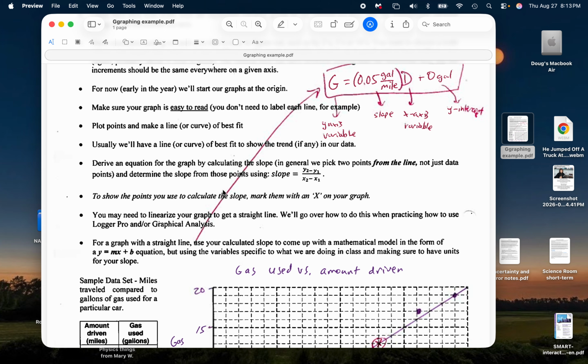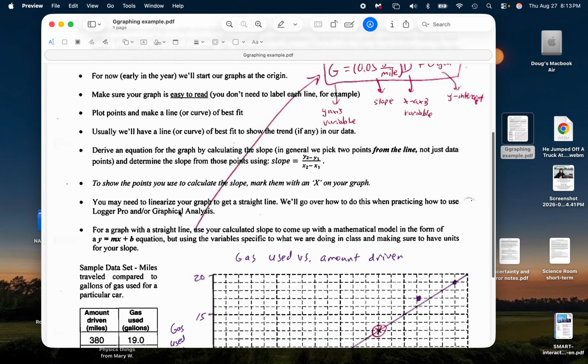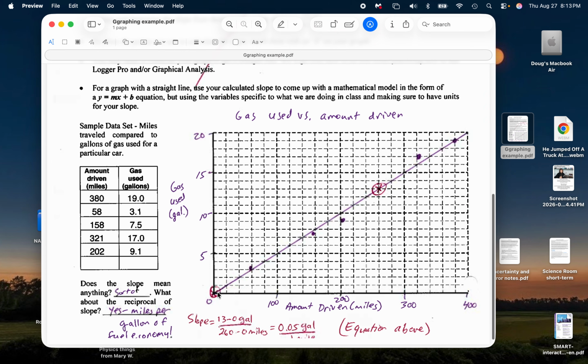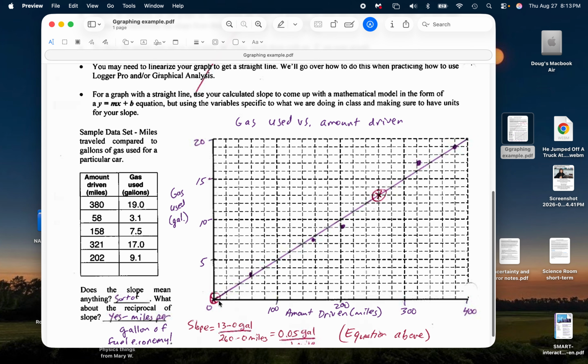I like to show the points I use for getting the slope by putting a big X on the graph. It's perfectly fine to use 0, 0 if the line trends through 0, 0. So I noted that here. I also think it's best to get the slope of a line by using a pretty big stretch of it. But if you notice, I picked something that hit a corner.